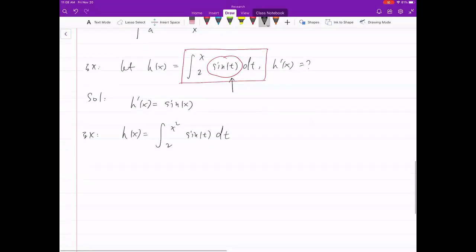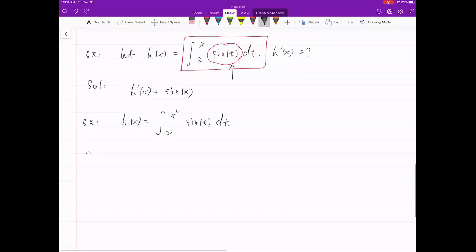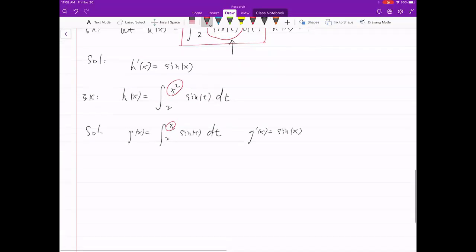All right. Second example, what if h(x) equals this? What's going on here? Number 1, let g(x) equal to this. Of course, we know g'(x) is sin x, according to what we just did. But this time, what we have here is different. We have x squared instead of x. Sounds good?